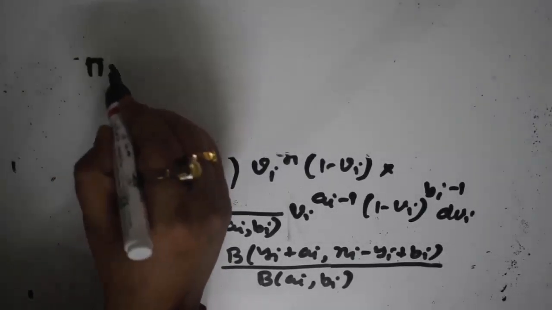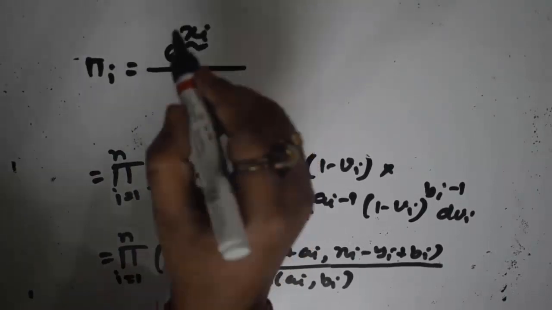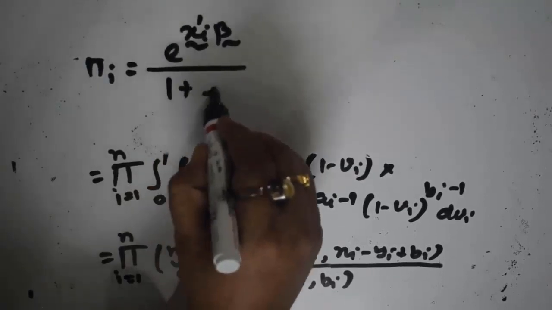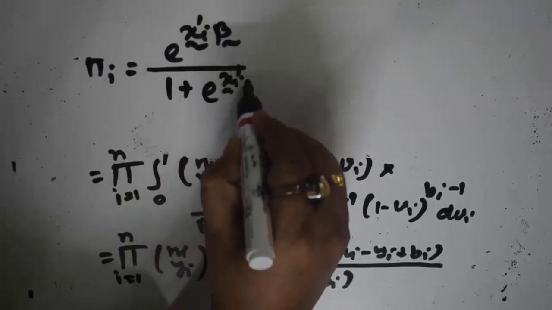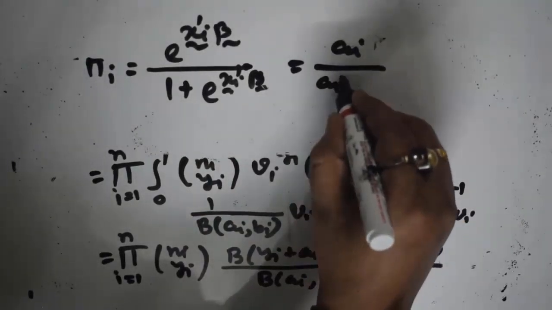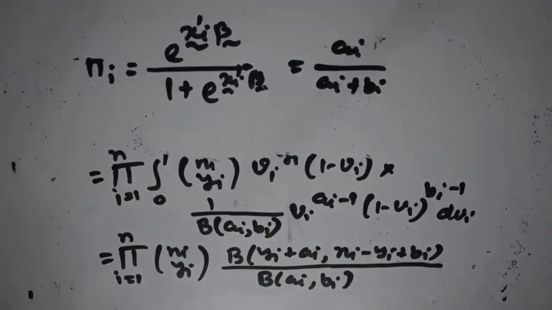pi i is equal to, as you know, e to the power xi tilde beta tilde by 1 plus e to the power xi tilde prime beta tilde, ai by ai plus bi. Because I denote pi i equal to the expectation of vi, not vi. Sorry, this is a mistake. So the correct form is this.